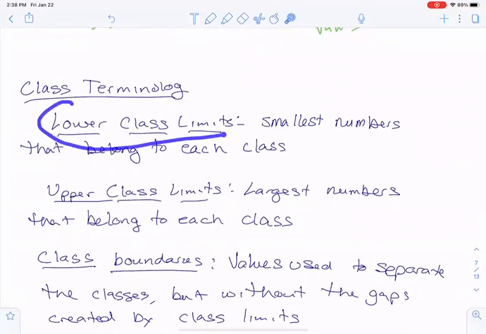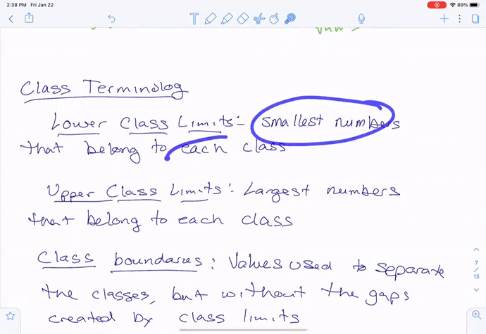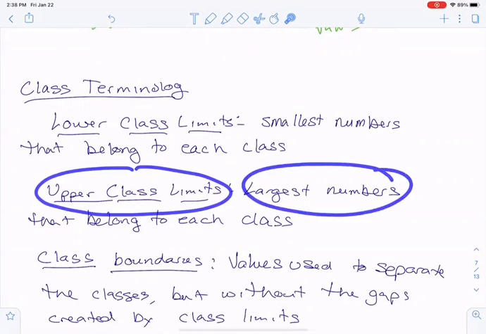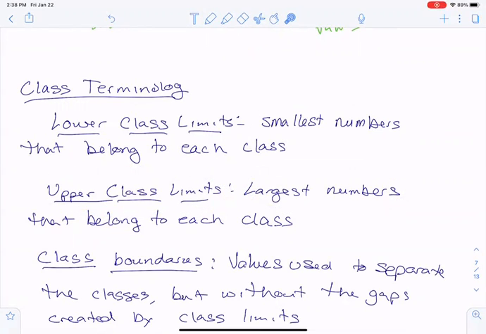The first is what we call a lower class limit. And because these classes are ranges of values, there's going to be a lower limit and an upper limit for every class. So a lower class limit will be the smallest numbers that belong to each class. Likewise, the upper class limits are going to be the largest numbers that belong to each class. This is not just one thing. There is a lower class limit for every class we have, and there is an upper class limit for every class we have.